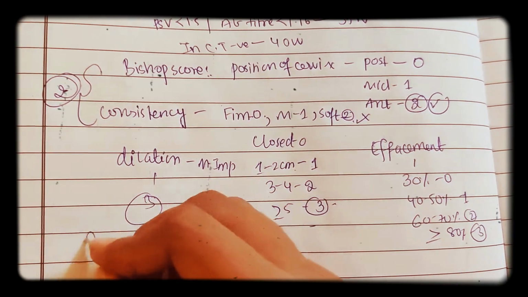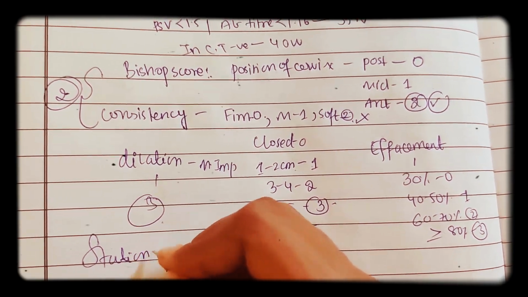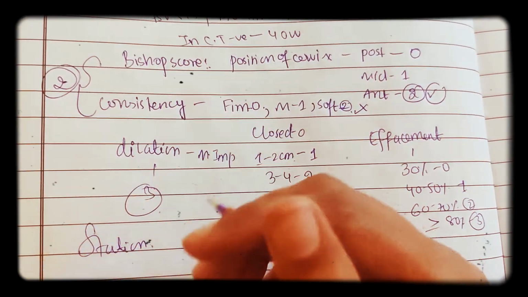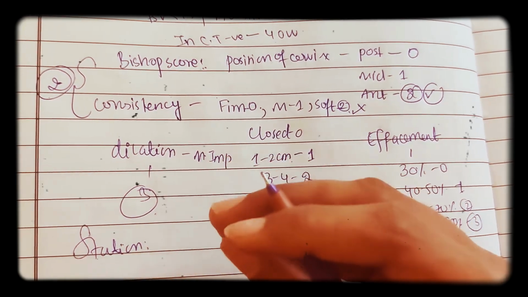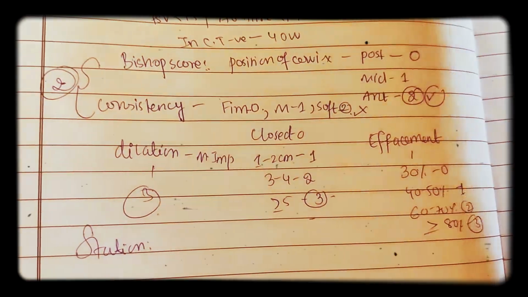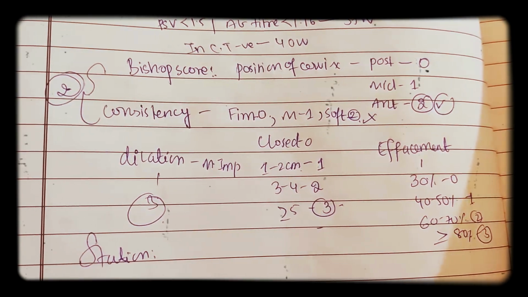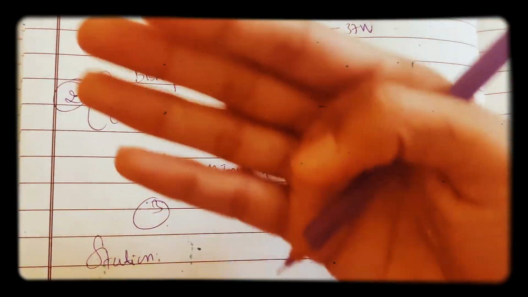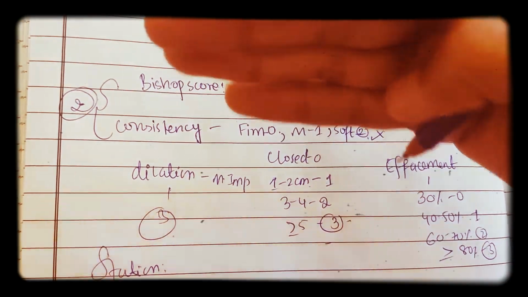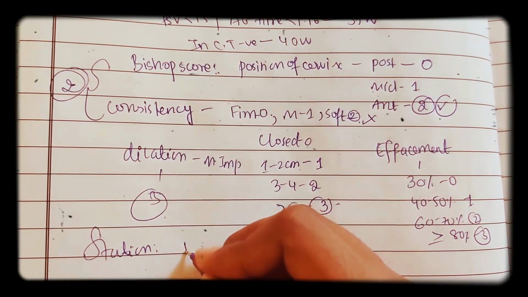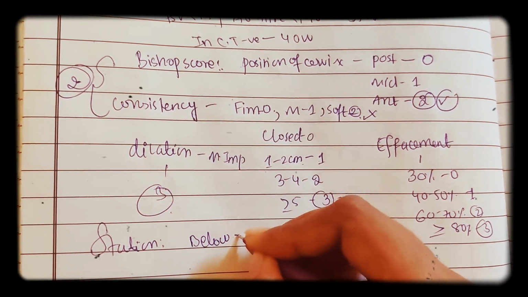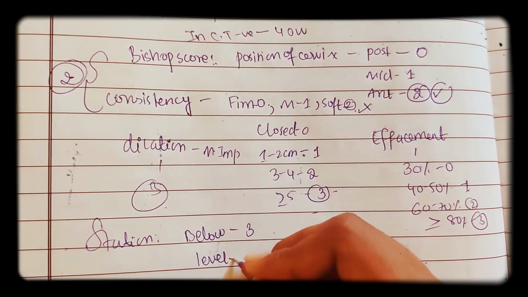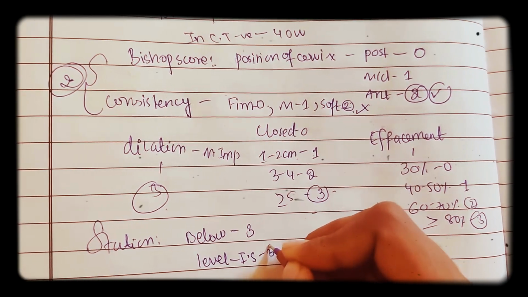Now coming to station of fetal head. Station of fetal head is the relationship of the leading point of the fetal head with the ischial spine. We already know this. If the fetal head is above the level of ischial spine, it is negative station. If it is below the level of ischial spine, then it is positive station. Only when it is below the level of ischial spine do you say the fetal head has engaged with the mother. So below the ischial spine, the score is 3. If it is at the level of ischial spine, the score is 2.